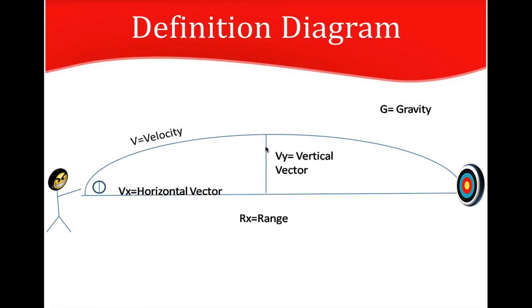Here are some definitions before we get into the problem. V equals velocity. Vx equals the horizontal vector, which is the horizontal velocity. Vy equals the vertical vector, which means the vertical velocity. And Rx equals range, and G equals gravity.